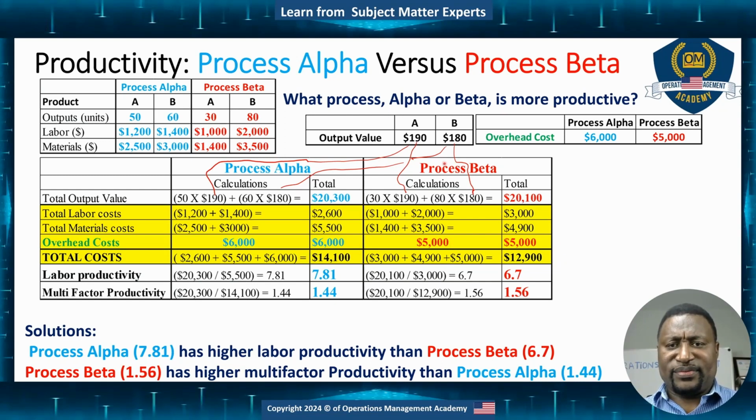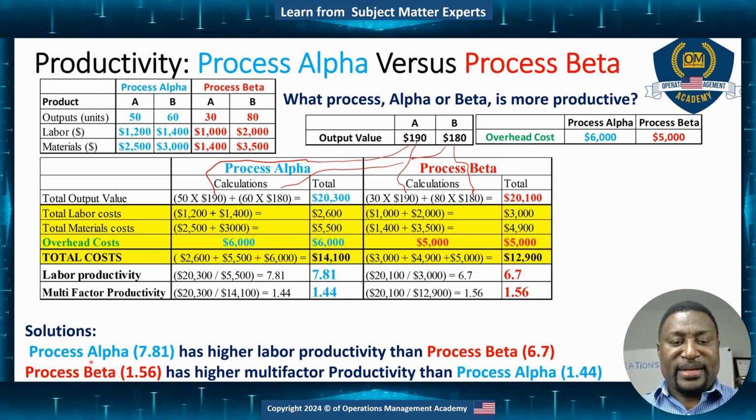So we calculate the cost for process alpha and we calculate the cost for process beta. We know that labor productivity is the total output divided by only labor. Labor productivity for process alpha is 7.81 and for process beta is 6.7. Multi-factor productivity for process alpha is 1.44 and for process beta is 1.56.